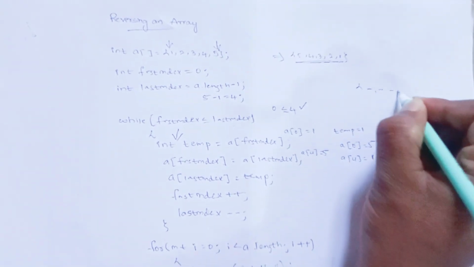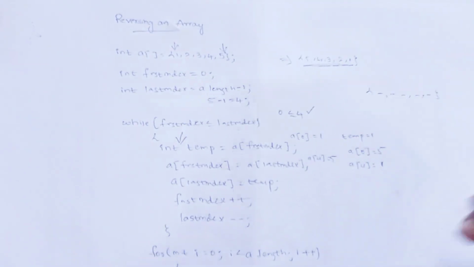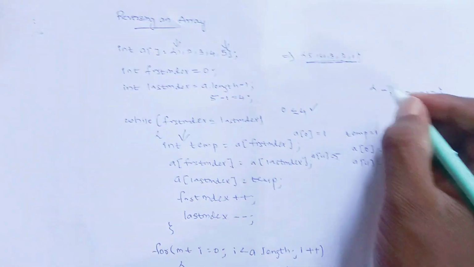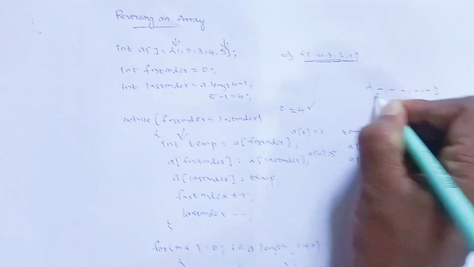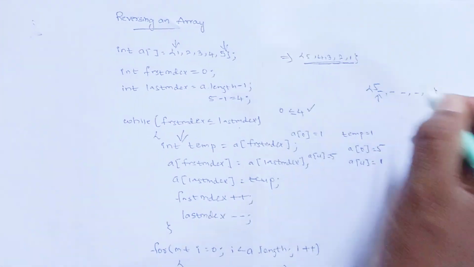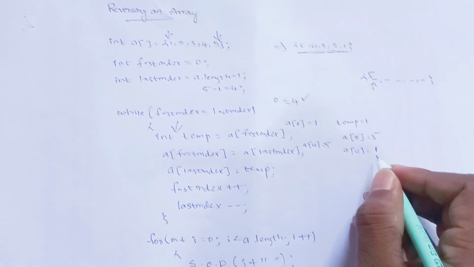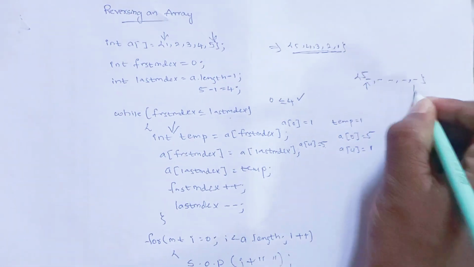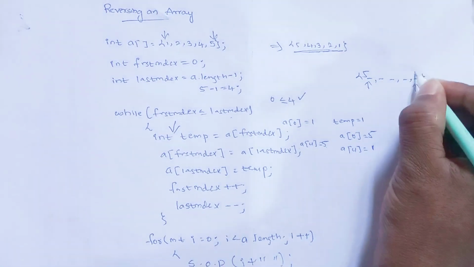This is the array. We'll be having the 5 elements. So A of 0 equals 5. This is the 0th index, right? This is the 0th index and we are storing the 5 value in it. Then at the 4th index we will be storing the 1. So this is the 4th index and we will be storing the value 1.